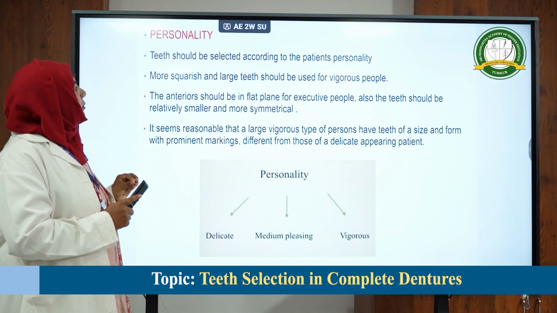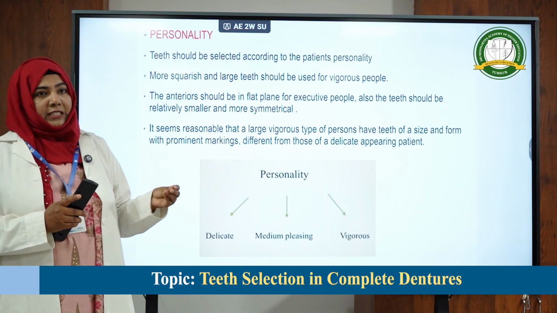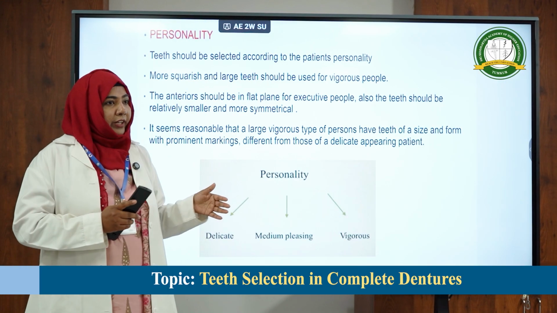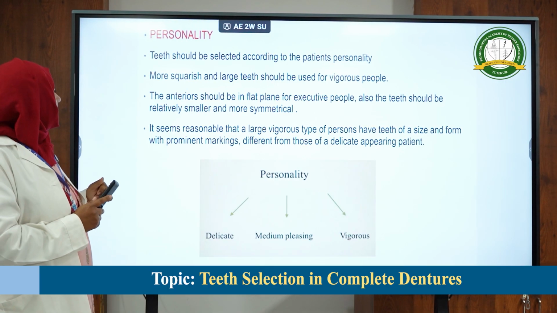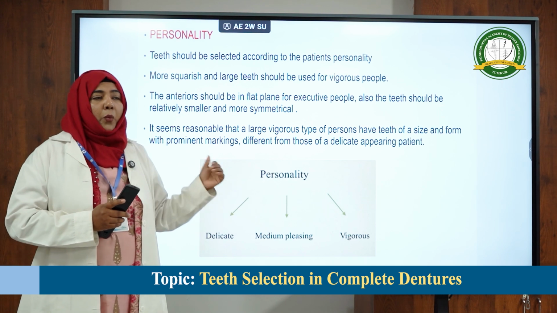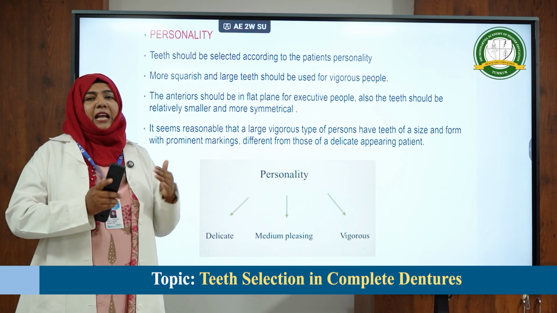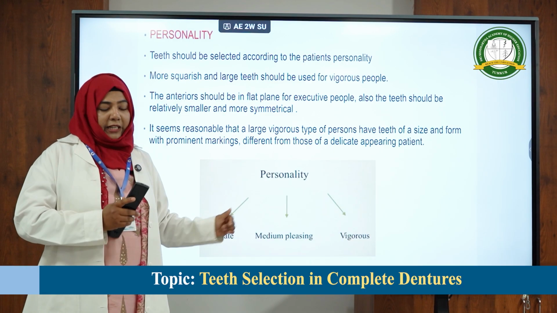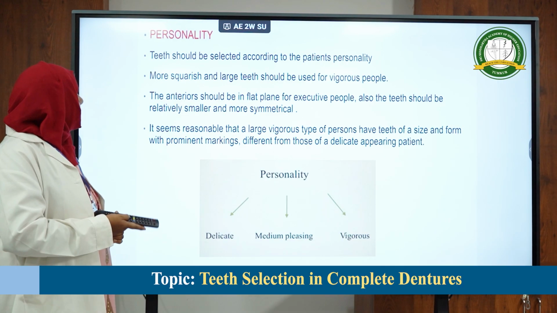Then the form of the teeth should be selected according to the different personalities. We have personalities such as delicate, medium pleasing and vigorous. According to this concept, more squarish and larger teeth should be selected for the vigorous patient, whereas small, rounded and symmetrical teeth should be selected for the medium pleasing and the delicate kind of patient.